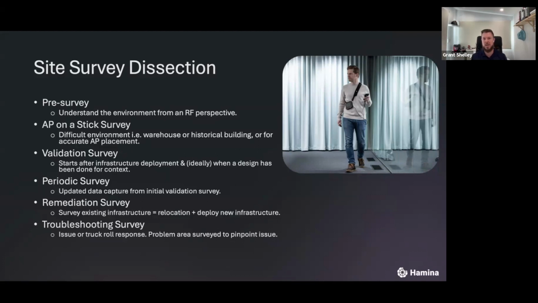Remediation could also be expansion as well. And then you've got the troubleshooting surveys. If I'm going to start a troubleshooting process, and everyone's got their own methodology, but if I'm coming in as an independent third party, which I often would back in the day, the first thing I would do is a survey of the affected area, almost like what you've talked about in that pre-survey. I want to understand what's happening in the environment. That might actually give me a bit of an idea of what's actually happening.